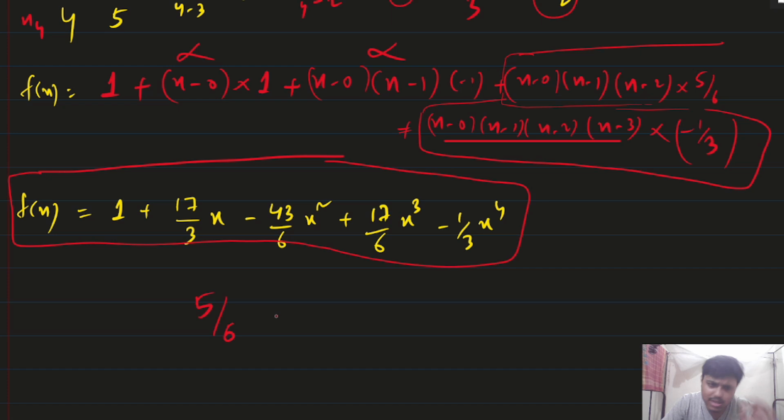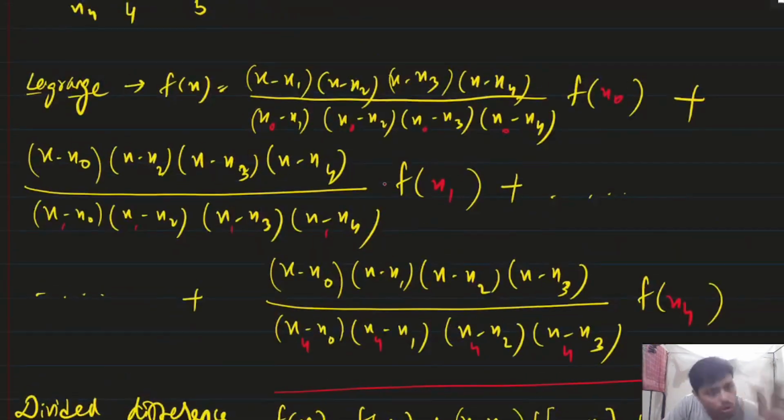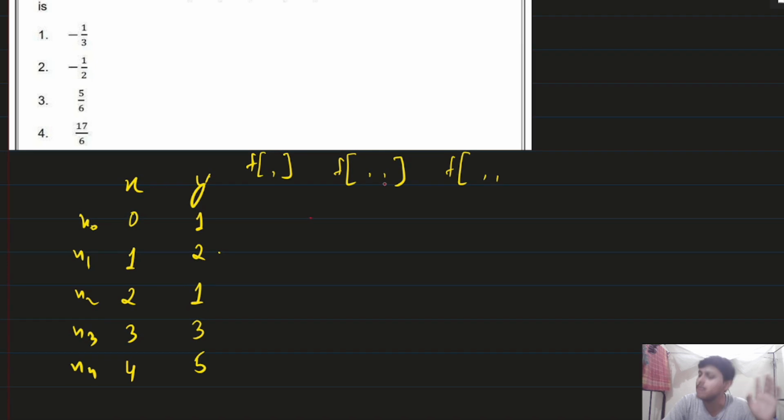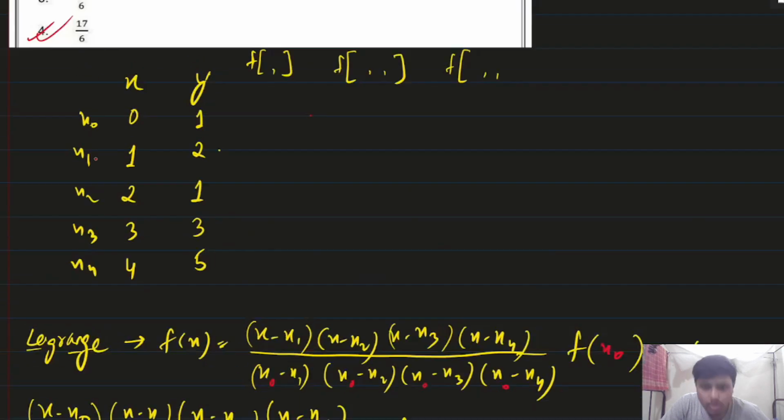So you can just solve it, and the answer will come out to be 17 by 6, or you can find the approximate value. It will be point something. So it will be close to option D, 17 by 6. So the answer is option 4.